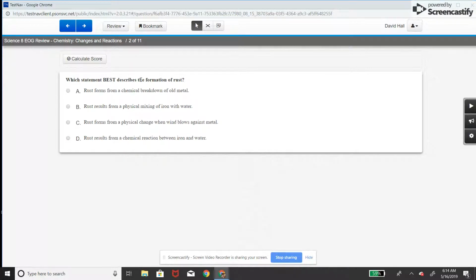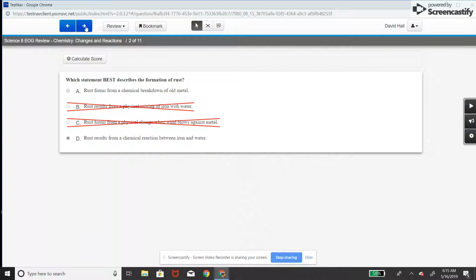Which statement best describes the formation of rust? Rust, we all know, is iron that has been oxidized. Rust forms from the chemical breakdown of old metal. That is not true. That sounds like a good answer, but that's not what happens. Rust results from physical mixing of iron with water. If it says physical, we know that rust is very different from what iron is, or any kind of metal here. Rust forms from physical change when wind blows against metal. That's ridiculous. The only answer that makes any sense here is that the rust results from a chemical reaction between iron and water. Chemical reaction.